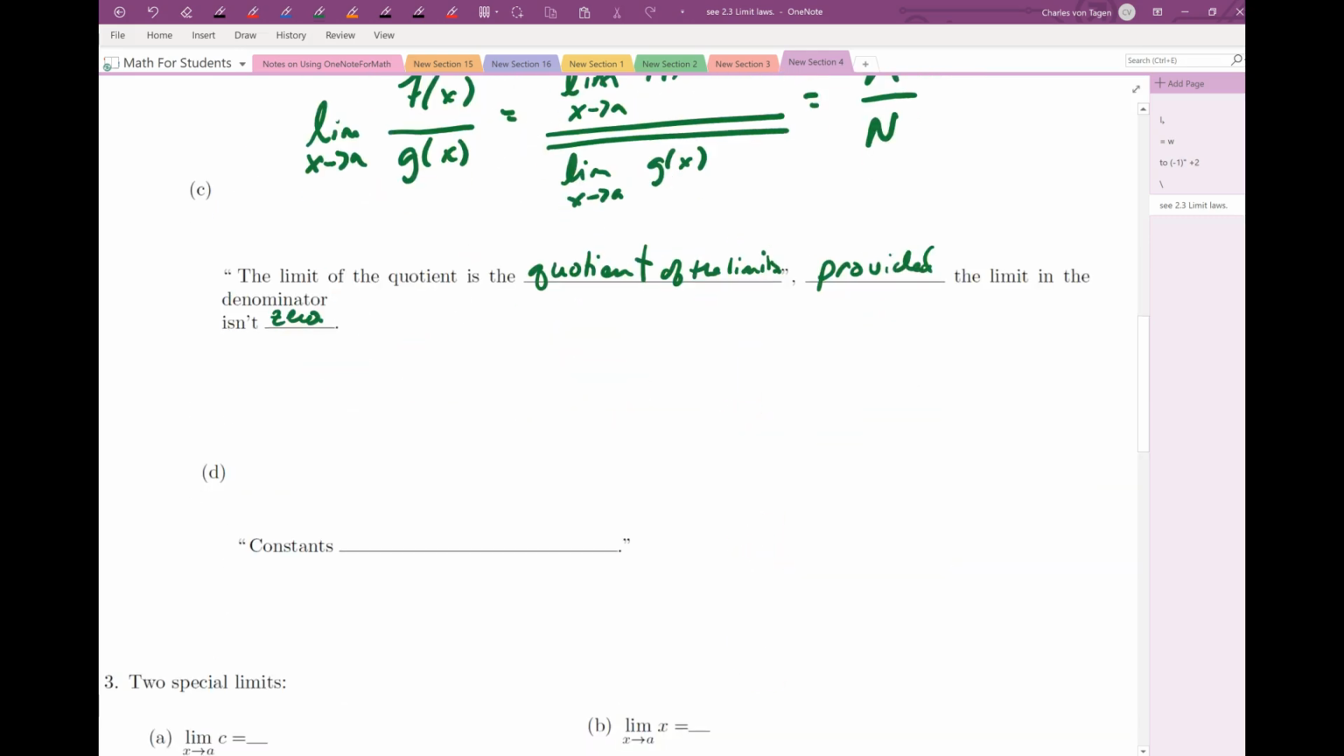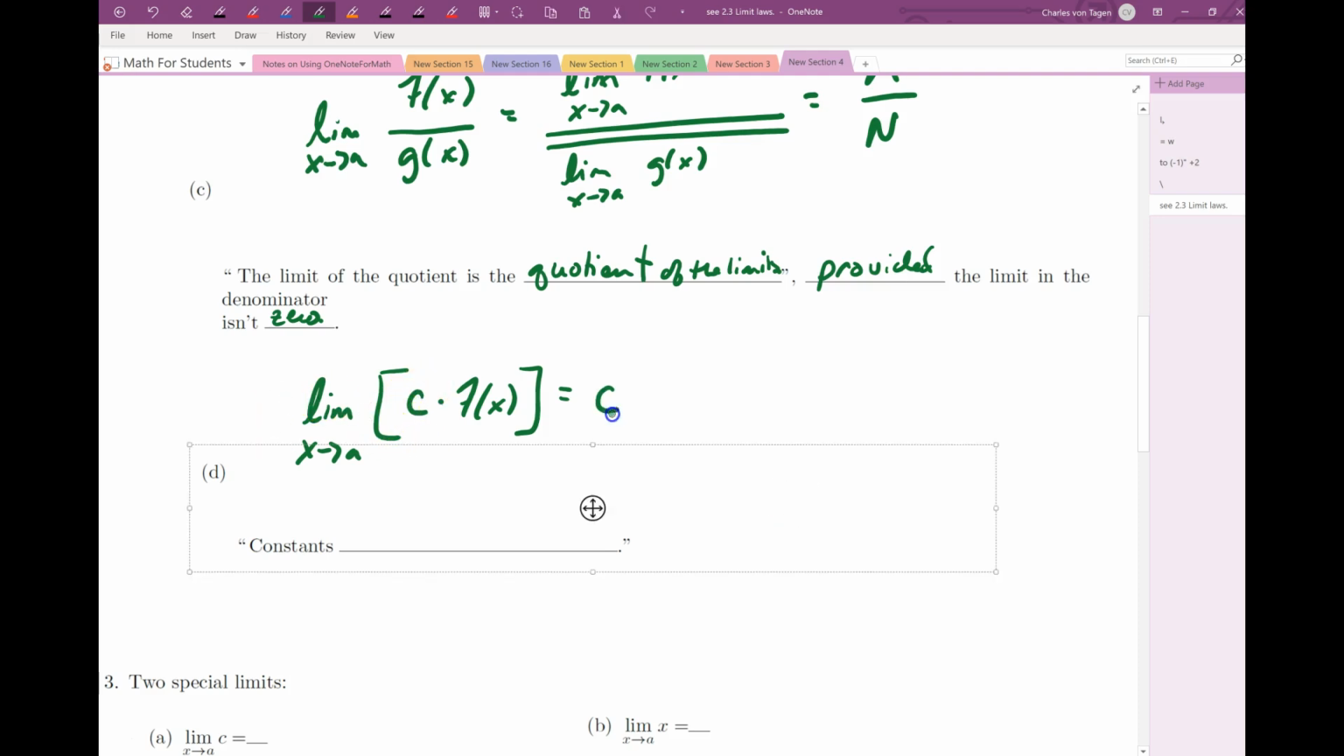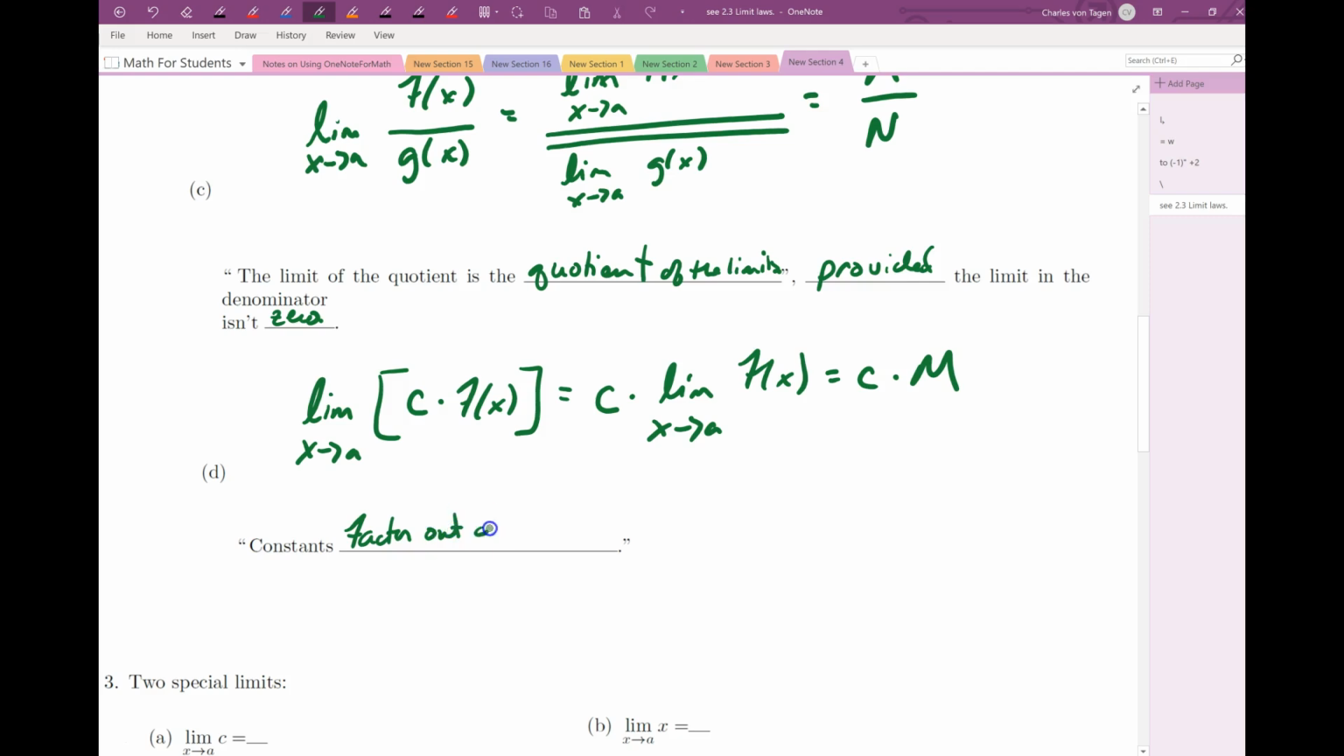The last main property of the limit laws that I want to give is really just an application of the product rule, but let's go ahead and state it like this. If we take the limit as x approaches a of some constant c, just some number c, times f of x, what could we do? Well, it turns out that constants factor out of limits. So this would be c times the limit as x approaches a of f of x, which would be c times m. So we could say that constants factor out of limits.